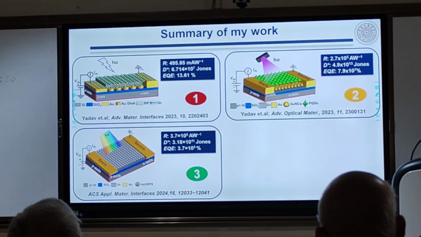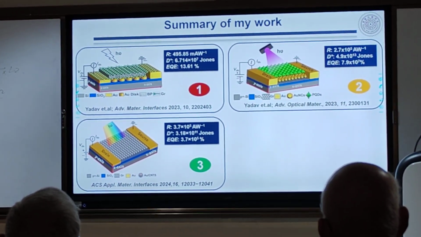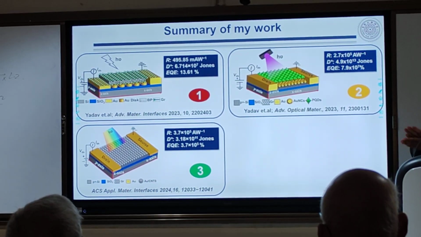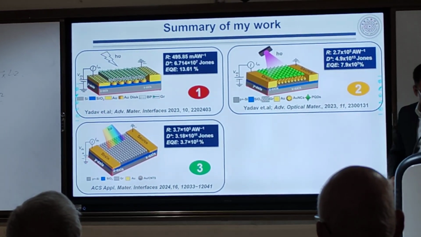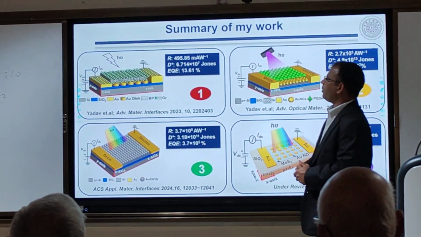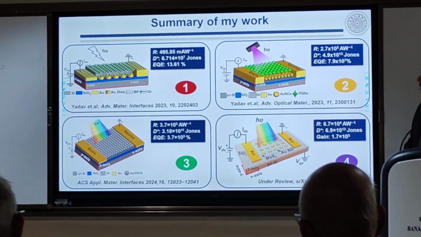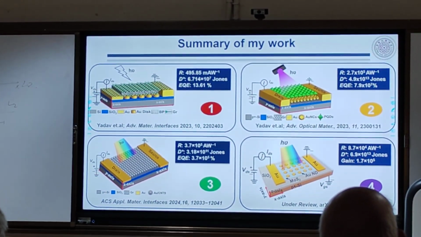In the first work, we hybridized the plasmonic metasurface with black phosphorus, and we have a graphene electrode on the top and bottom. Black phosphorus is sandwiched between them, and we achieved the highest responsivity of this detector, 495 milliampere per watt. We published it in 2023 in Advanced Materials Interfaces.